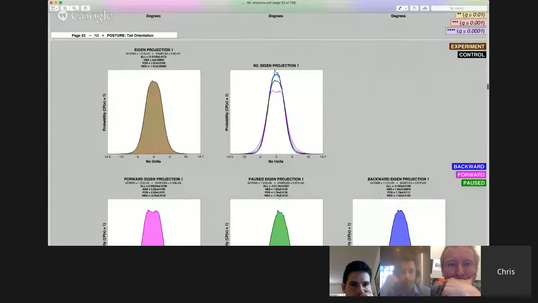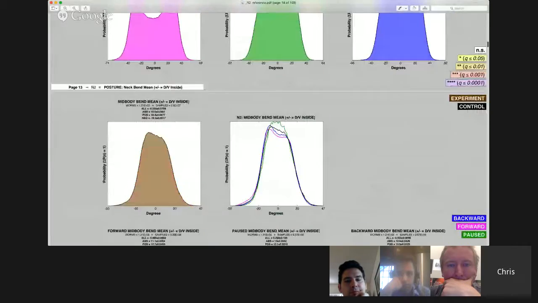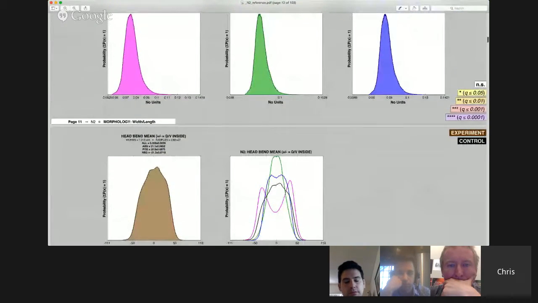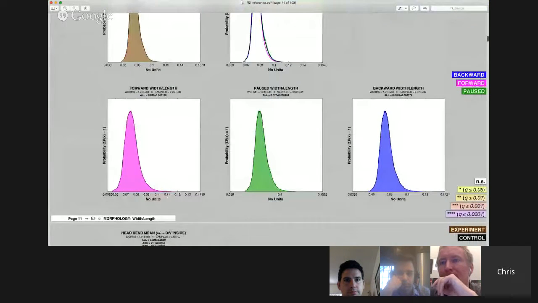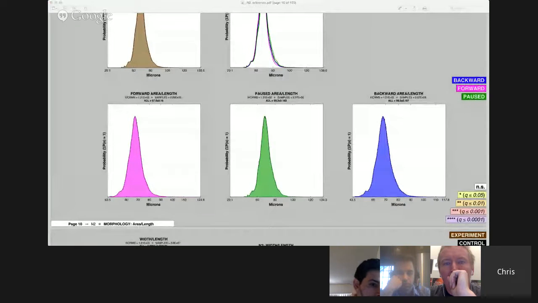So let's see. Share my screen. Just in case anybody hasn't seen, this document with all of the histograms comparing the different attributes for the two worms. And the very rough approximation that I have right now is this.